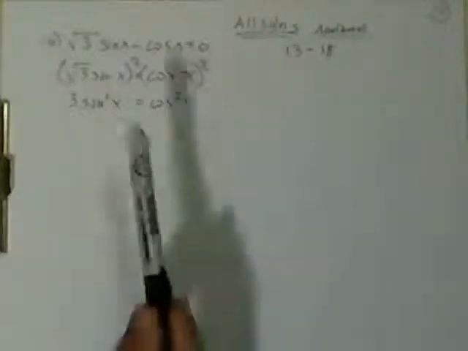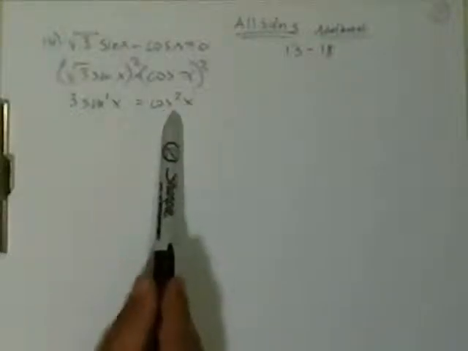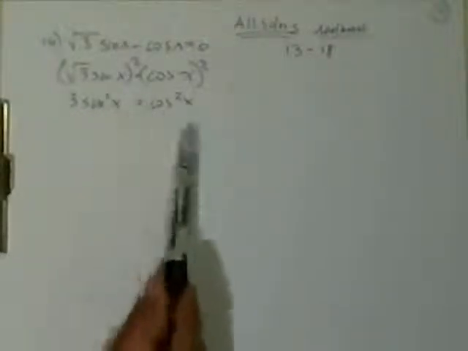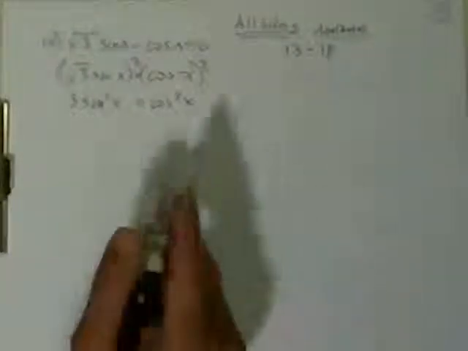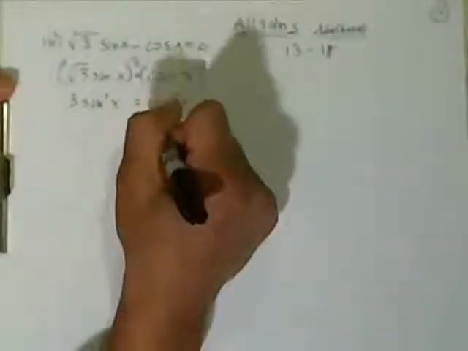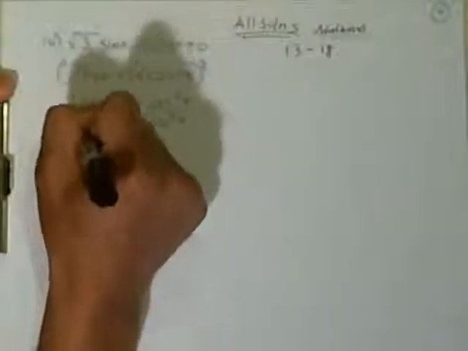Now at this stage you could change everything into sines and cosines, or all cosines or all sines, and then try to solve that out. I would rather not do it that way. You're going to have a little bit of a problem. At this stage, using my intuition, my gut, or experience, I'm going to divide by cosine squared of x.